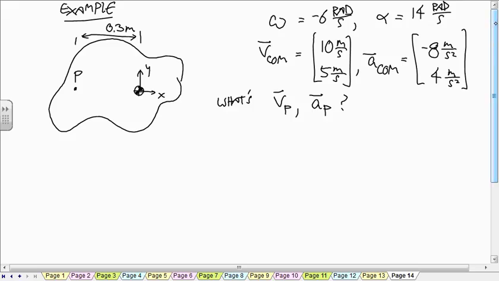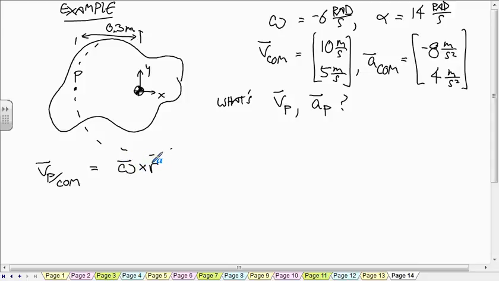So what we're going to do is first imagine that the center of mass is fixed, and use circular motion equations to calculate the relative velocity and acceleration as that point moves through this circular path. And then we'll add that, using the relative motion equations, to get the total velocity and acceleration. So first, the velocity of P relative to the center of mass, or the velocity of P assuming that the center of mass was fixed.